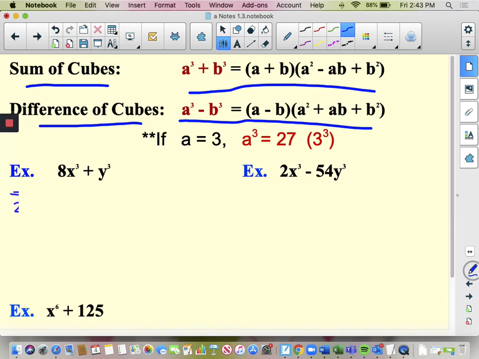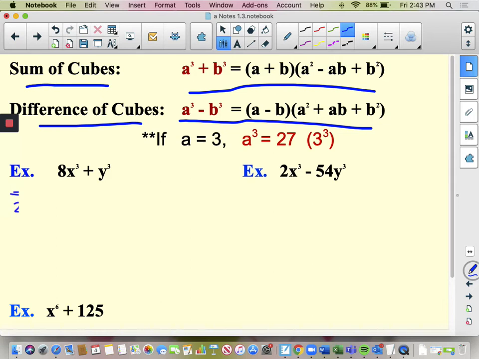I'm assuming you're okay with cubes, like 2 cubed is 8, 3 cubed is 27, 4 cubed is 64, etc. I won't get too carried away. So if you have a factoring question that happens to be the sum or difference of 2 perfect cubes, you can use this shortcut.